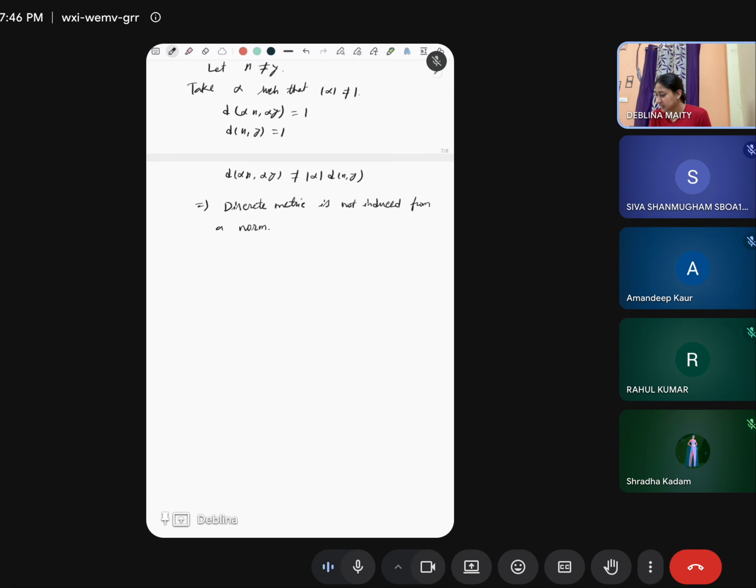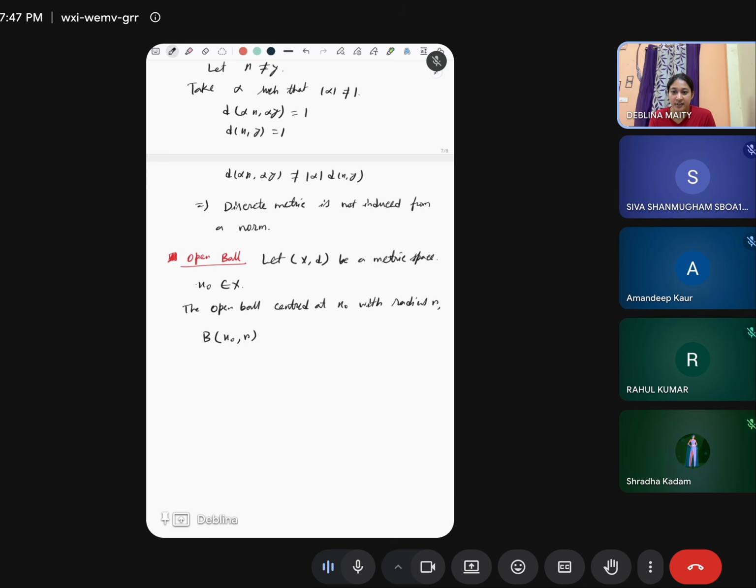So now we'll discuss the open balls and open sets. So what is an open ball with respect to a metric? So first, let X be a metric space, and suppose x naught belongs to X. Then the open ball centered at x naught with radius r is denoted by B(x naught, r).